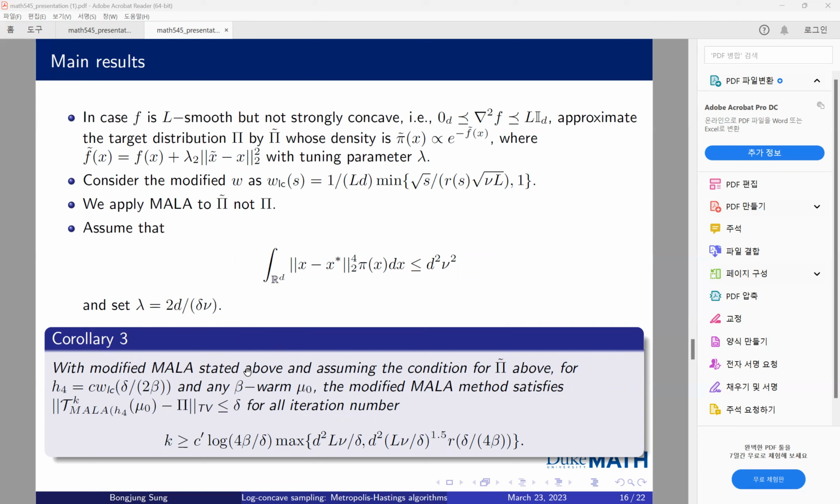Then with the modified MALA we just mentioned, and assuming the condition for pi tilde above, for any warm start mu0, the modified MALA still satisfies the following mixing time bound. To discuss this result, we see that for regular log-concave densities, modified MALA mixes in big O of d squared over delta to the 1.5, which improves upon the big O of d to the power of 3 over delta to the power of 4 mixing time for an Euler scheme on pi tilde by Dalalyan. Also note that we can similarly derive a mixing time bound of big O of d to the power of 3 over delta squared for MRW.